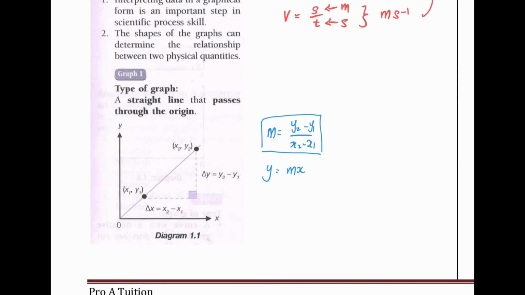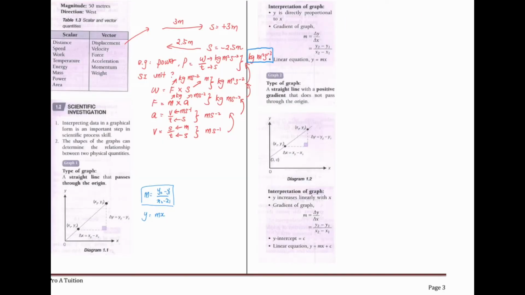Okay, let's see the next page. Okay, so you can see the interpretation of graph. Y is directly proportional to x, and this is very important. They like to ask this. State the relationship between x and y. So the answer is, if you see the graph come up from origin, you just say y is directly proportional to x.